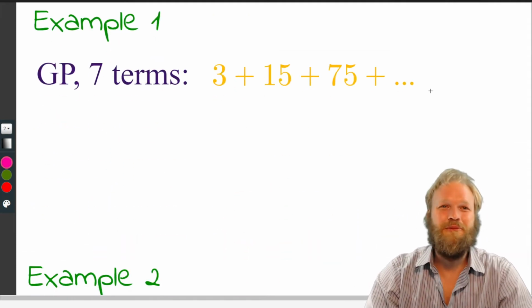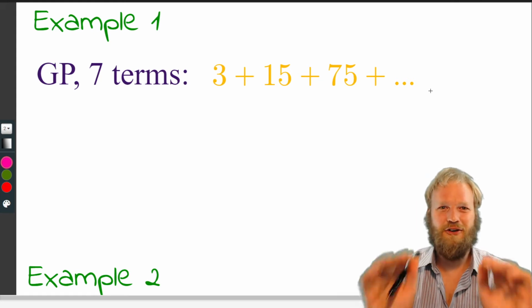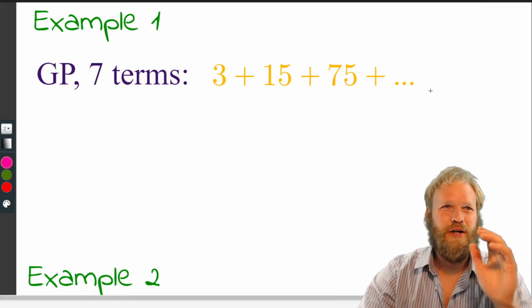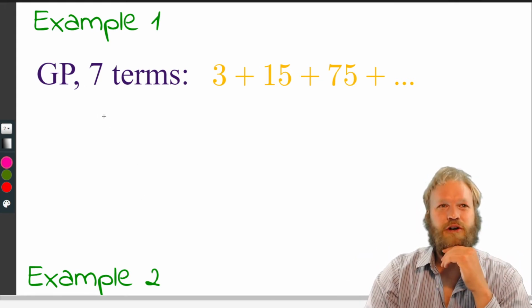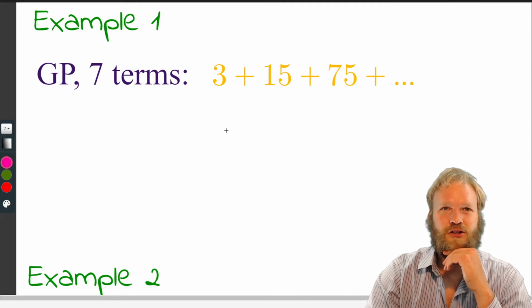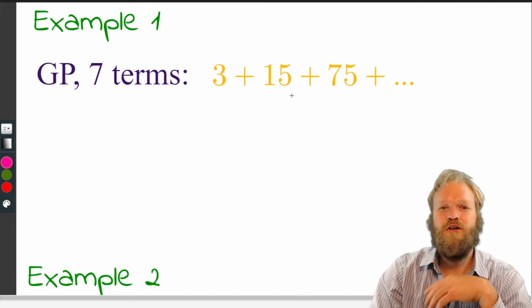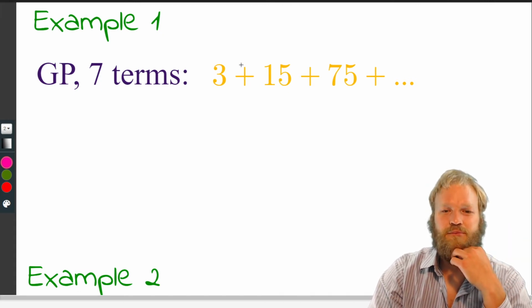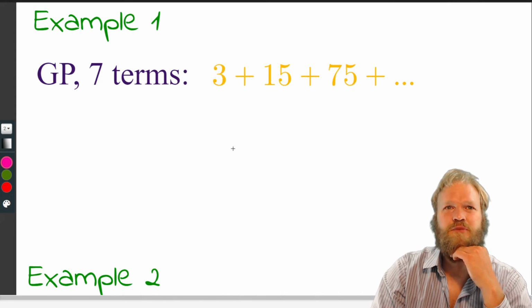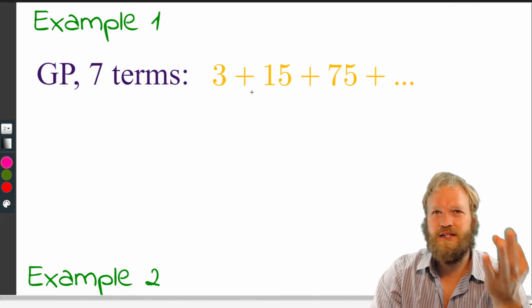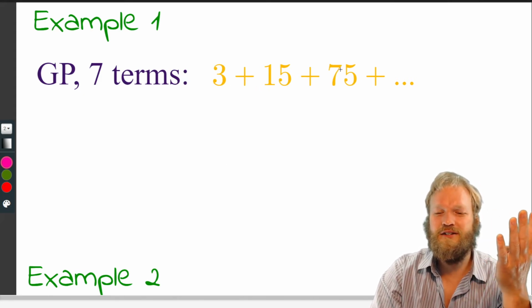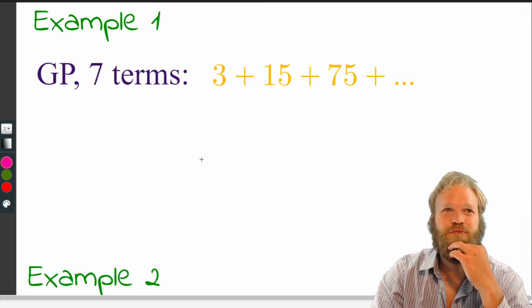So, example 1. Let's slow things down a bit. We have a geometric progression, so it has a constant ratio, with 7 terms. Here are the first 3 terms. Determine the sum, so determine the series. What's 3 plus 15 plus 75 plus, and so on, each time times 5?